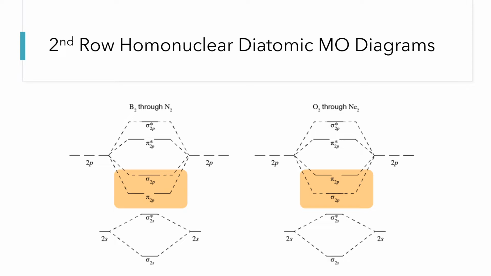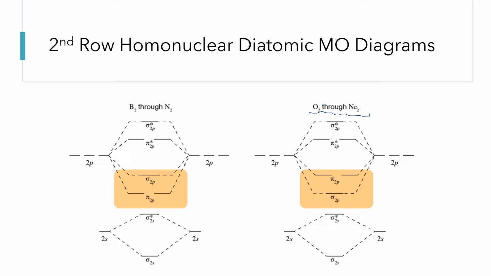The energy level diagram for the second row homonuclear diatomic molecules actually shifts halfway through the second row. For the elements boron through nitrogen, we're going to use the arrangement of orbitals that's on the left-hand side of this diagram. And for the elements oxygen through neon, we're going to use the MO diagram that's on the right. The part that's highlighted in orange is the part that shifts as we move to the right in the periodic table.